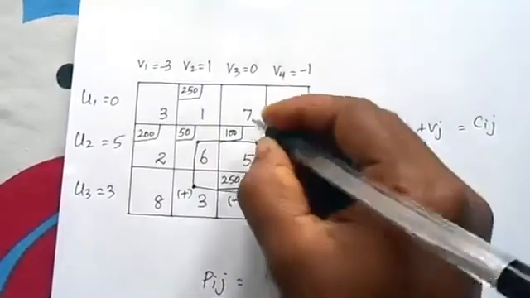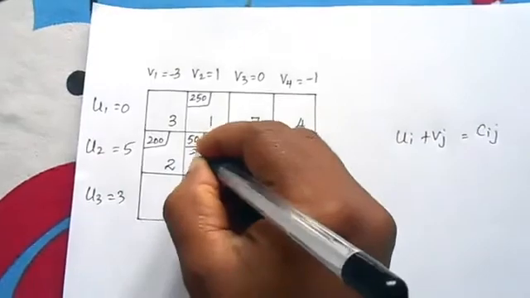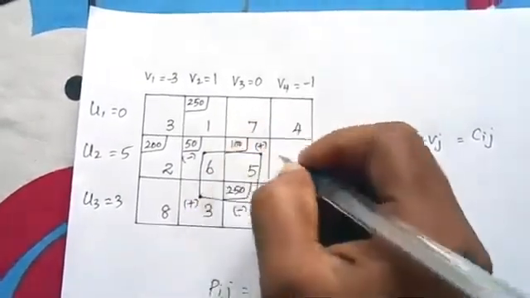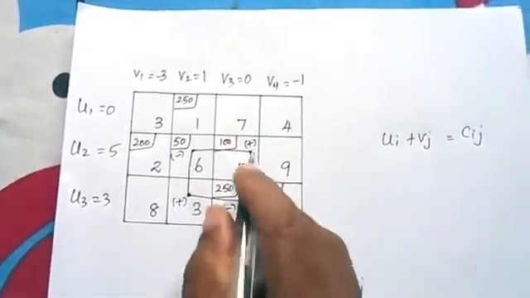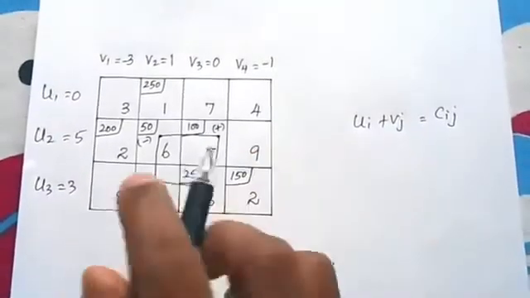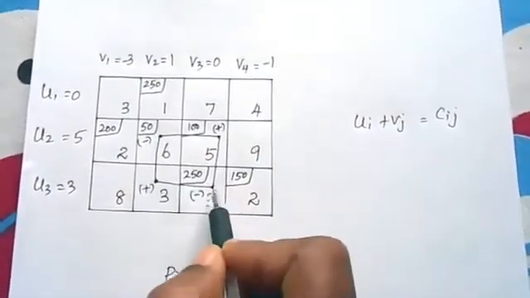You have started from here. Be positive, then this will be negative. This will be positive, this will be negative. For every turning point you have to give a sign, plus and minus, alternatively. Now look at the negative values. This one is negative, this one also negative.